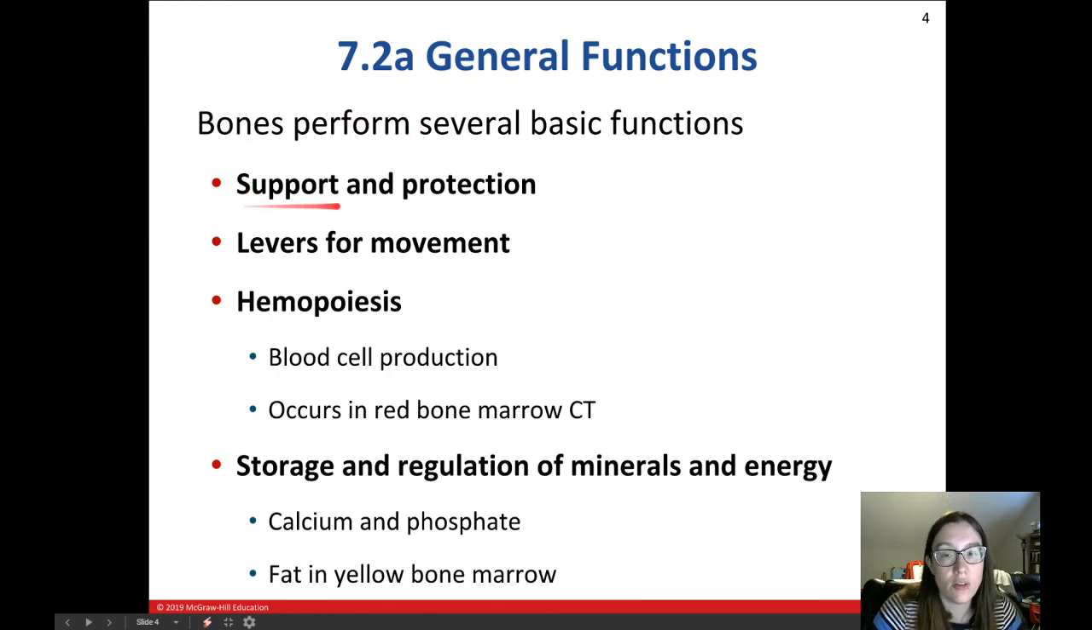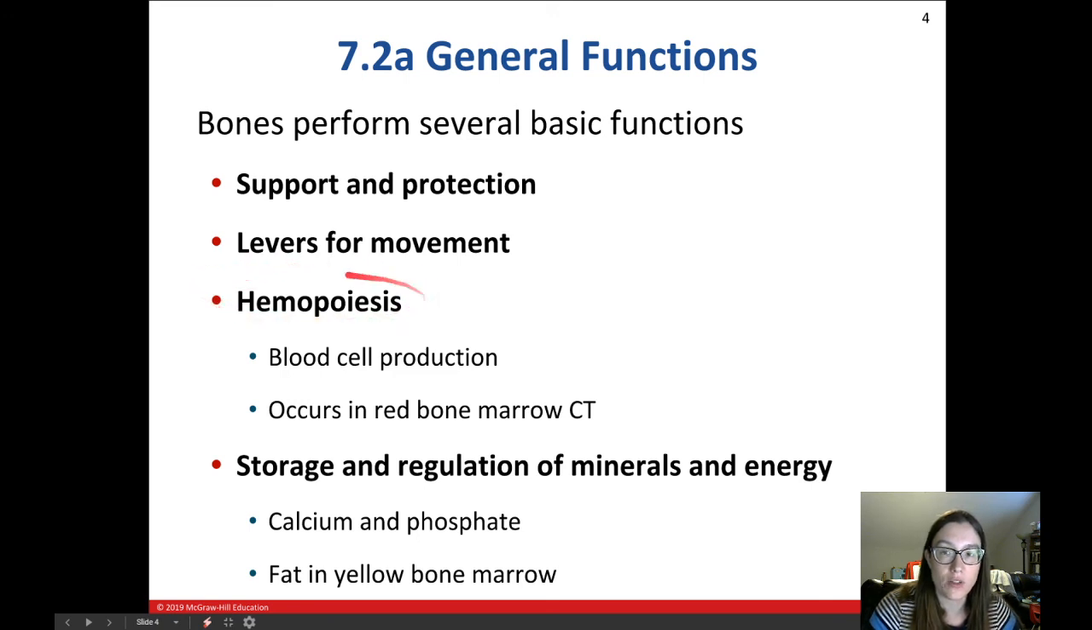and also irregular bones, like your vertebrae, surround and protect your spinal cord. As we said, long bones especially are important. They act as levers to help with movement, and we'll talk a little bit more about that in the joints chapter, chapter 9. And then hemopoiesis.